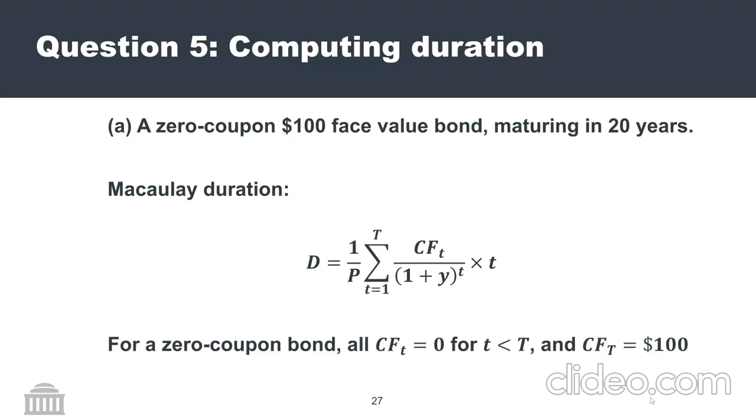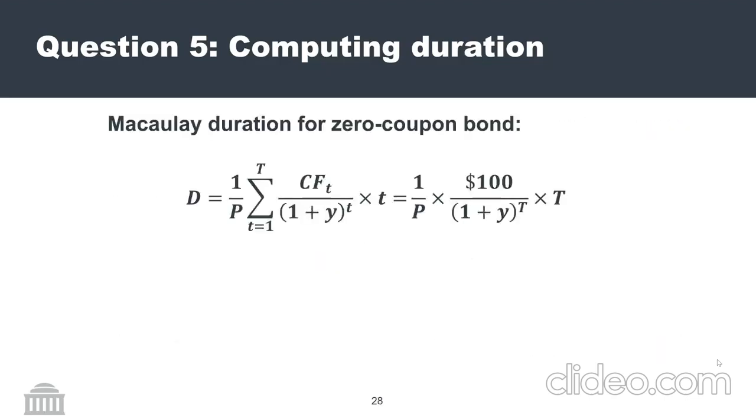For a zero coupon bond, all of the cash flows except for the very terminal cash flow are zero. So in this case, the cash flow in year small t, where small t is strictly less than capital T, would be zero, and the cash flow in year capital T is $100. So therefore, the Macaulay duration expression, the whole sum, would consist of just one term. This is the terminal term.